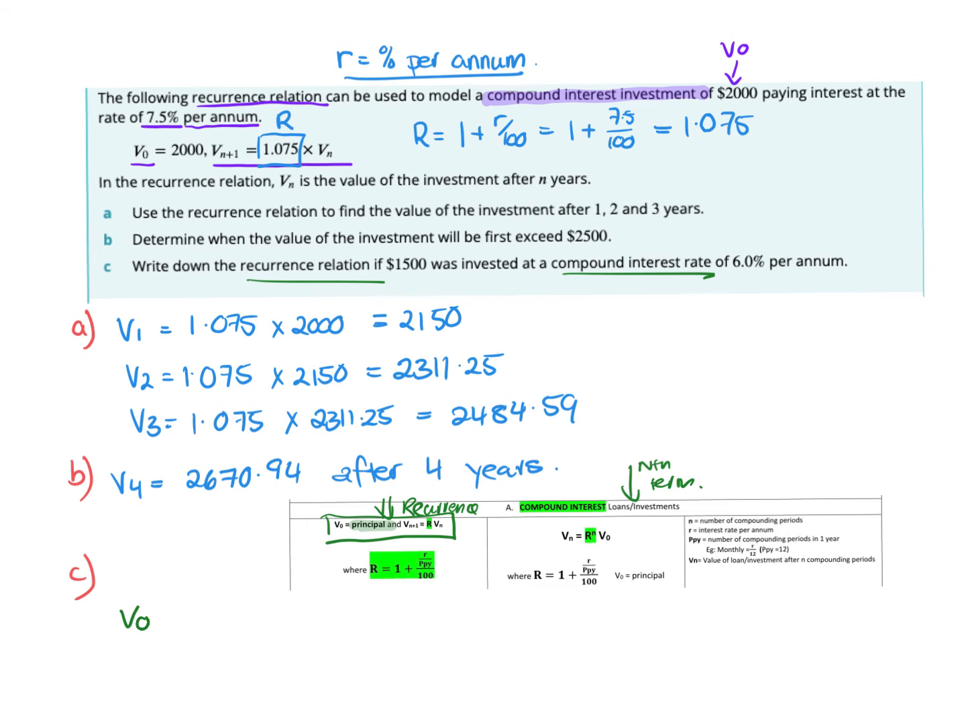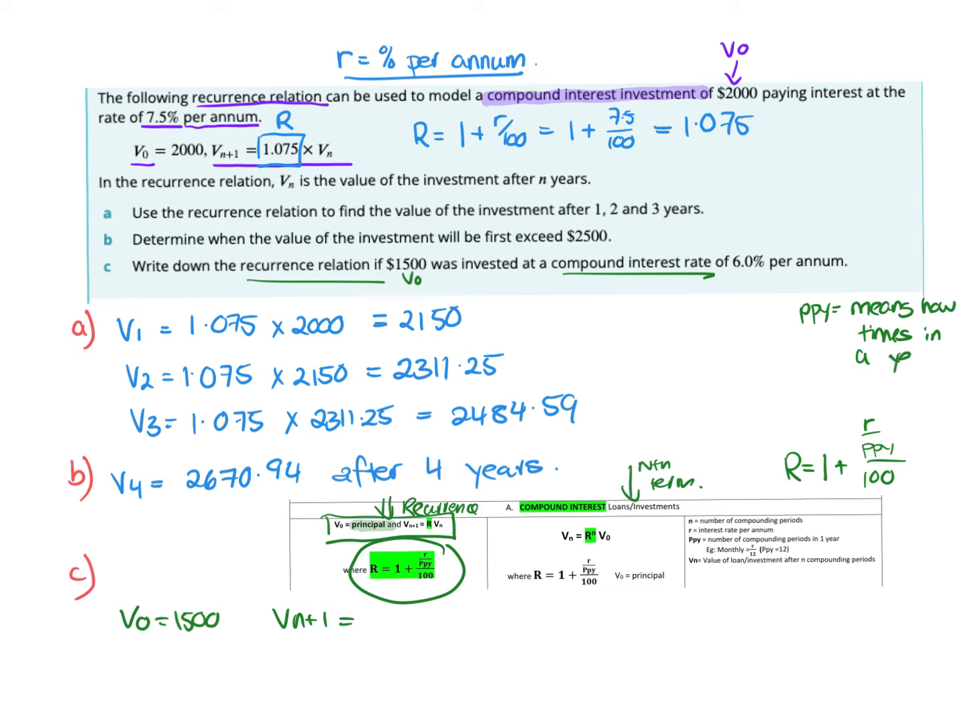So it says write down a recurrence relation if 15,000 was invested. So that's my V0. I've got to write that. And then we've got to write the rule. Now the rule requires us to know what R is. So we'll write out here how we work out R. We're going to go 1 plus the rate over PPY over 100. Now, what is PPY? PPY means how many times in a year, or per year, that you're going to compound.